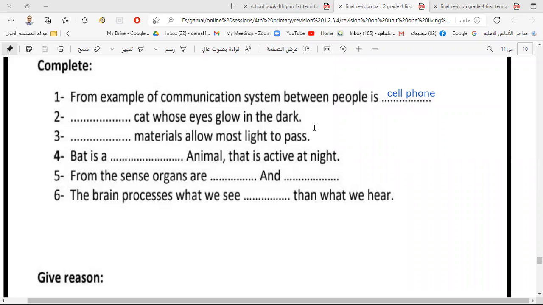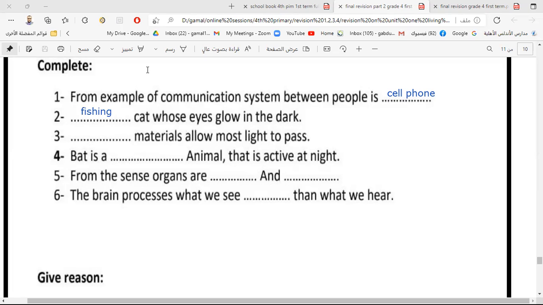Cat whose eyes glow in the dark. Yes. Which cat? Its eyes glow in the dark. Many cats, but why did we study one cat whose eyes glow in the dark? What cat have we studied? Fishing cat. Yeah, very good, my son. We have studied the fishing cat, which has eyes that glow in the dark. Excellent, my son, my superhero. Thank you very much.